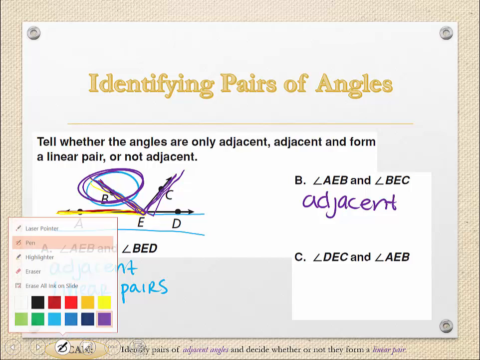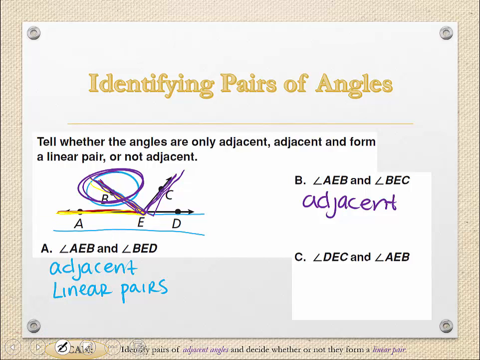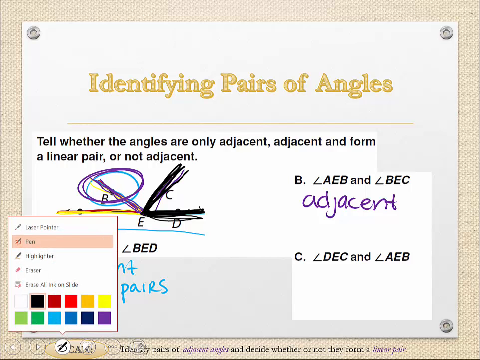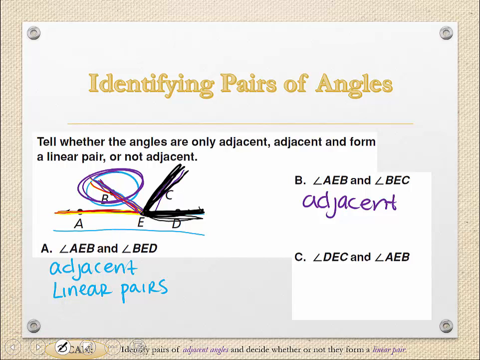So finally, the last one, DEC is this over here, and AEB, we've done that one a couple times. That is right here. So these two are not adjacent. They don't share a ray, and they definitely don't make a linear pair. I can identify pairs of adjacent angles and decide whether or not they form a linear pair.